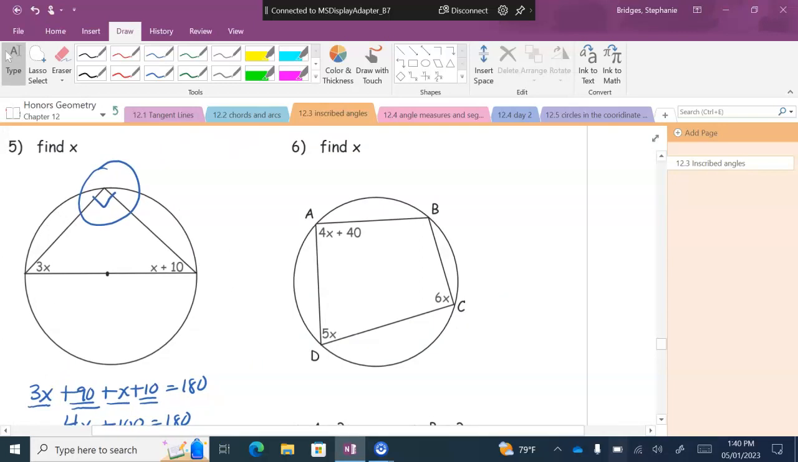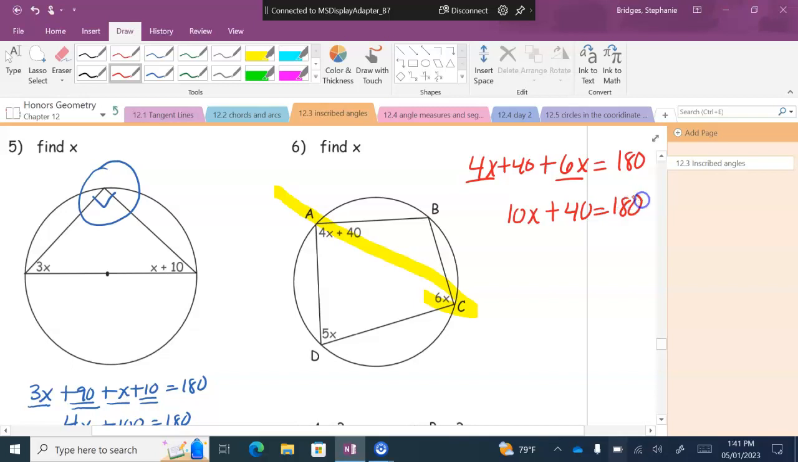Now, for 6, I have a lot of people asking what b is. Technically, it really doesn't even matter. What did we learn about angles that are opposite in an inscribed quadrilateral? They are supplementary. What pair of opposite angles do I have in this one? A and C. So I can take angle A, 4x plus 40, plus angle C, which is 6x, and have it equal 180. Combine my like terms. Subtract my 40 over. And x is going to equal 14.